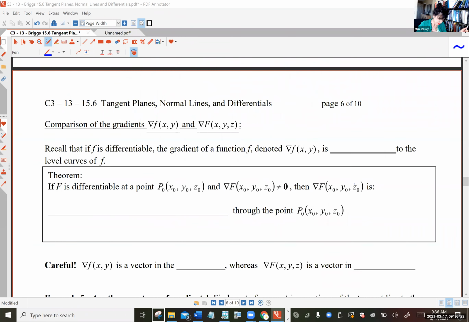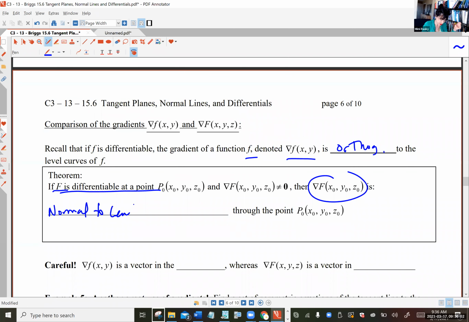Okay. So let's just revisit comparing the gradients again so you're clear: little del F and big del F. If little f is differentiable, then the gradient of little f is orthogonal to the level curves of f. But big del F, the big gradient, is normal, and normal and orthogonal are a lot of times used interchangeably, to level surfaces. To the level surface, I should say, through that point P naught.